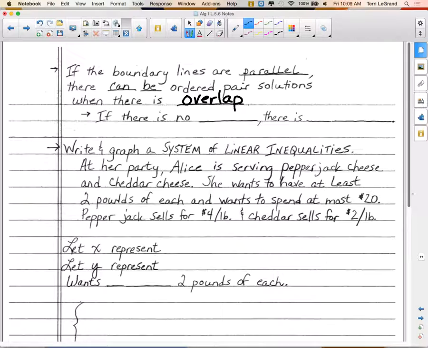As long as the shaded region, so when there is overlap, and maybe you should put shading behind that so you don't think that the lines have to overlap. It's the shading that has to overlap. Any part of the shading that you do for each of them would be considered overlap. If there is no overlap, then you get to say there is no solution.